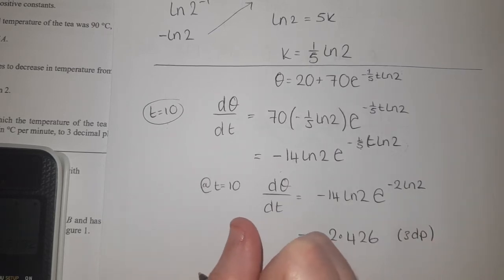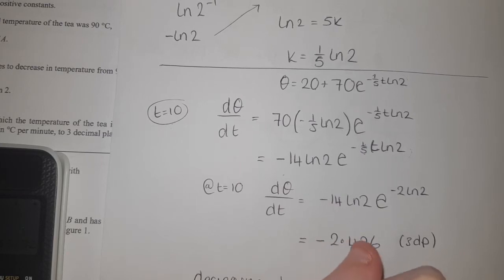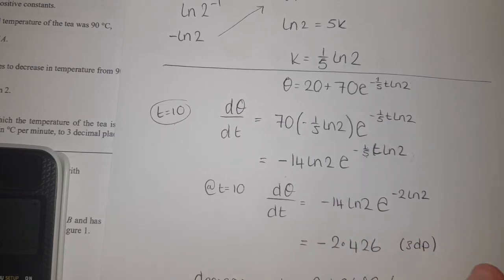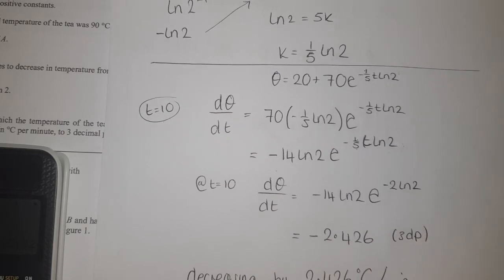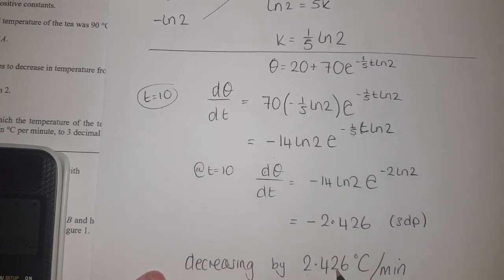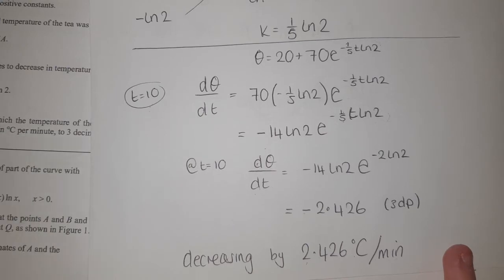That means it's decreasing by 2.426 degrees Celsius per minute, because don't forget this is the rate of change of temperature over time. Okay, so it's changing 2.426 degrees Celsius and it's decreasing because it's negative, per minute. And that's it. Question 10 done.